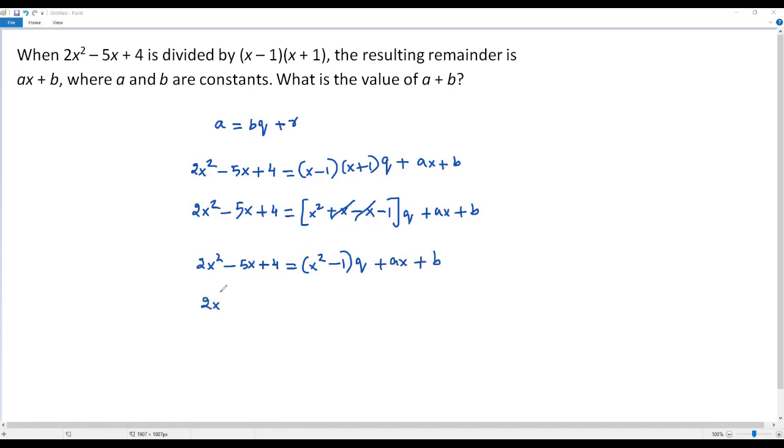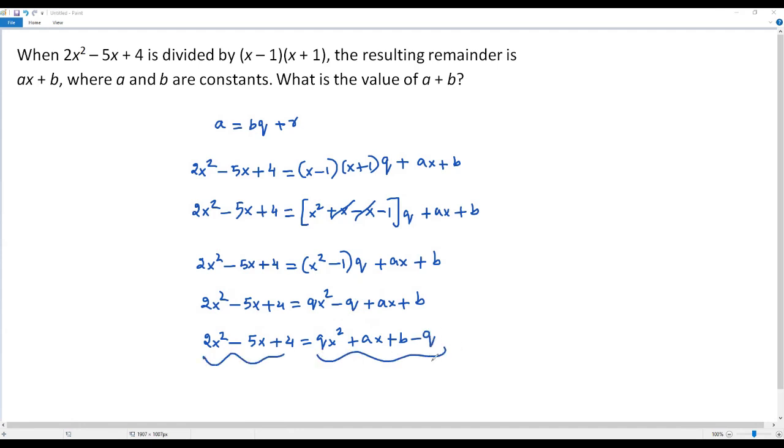Okay, here 2x² − 5x + 4 equals, we can distribute this q to this x² and negative 1. Then I'm getting qx², q times negative 1 is negative q, plus ax + b. So 2x² − 5x + 4 equals qx², then ax, then we can write positive b, and we can write this negative q at last. Okay, here we have a quadratic expression on each side.